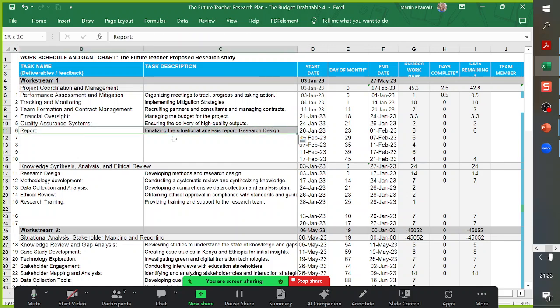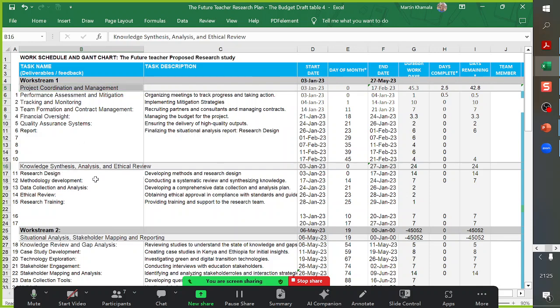Martin. Yes, I'm listening. What is the heading of work stream 1? It's project coordination and management. Project coordination and management. It has two parts: project coordination and management is part A, and knowledge synthesis and analysis and ethical review is part B. It just has those two sections to it. But that's work stream 1.